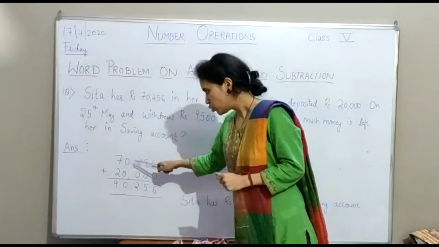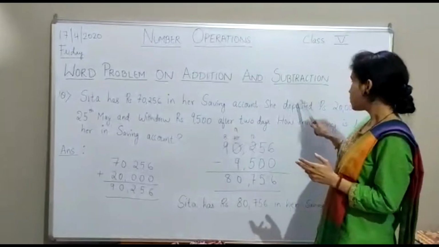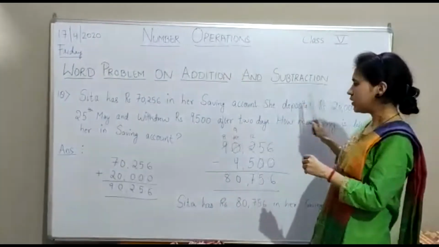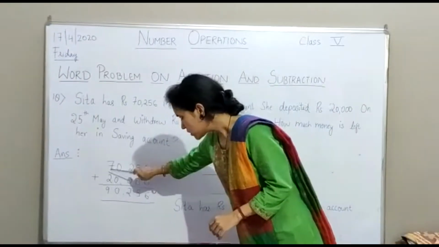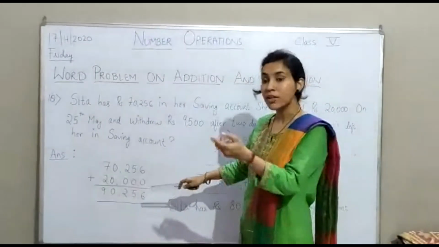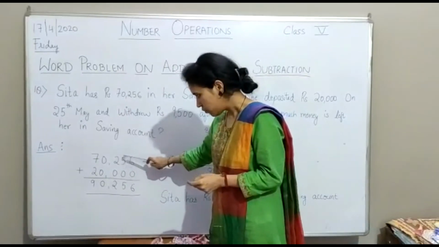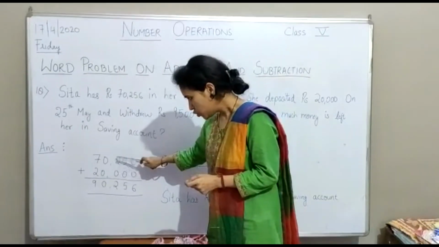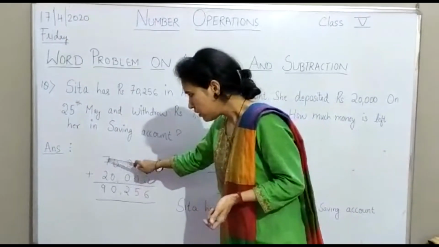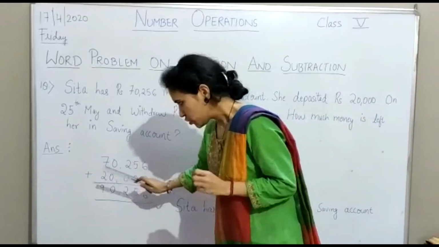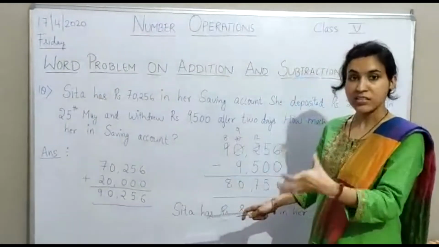उसके पास 70,256 रुपीस अकाउंट में थे. उसने क्या किया, शी डिपॉजिट, उसने जमा किया कितना, 20,000 जमा किया, मतलब एक एडिशन हुआ. सो नाउ, वी आर एडिंग, 70,256 में हम 20,000 ऐड करेंगे. सो 6 प्लस 0 इज 6, 5 प्लस 0 इज 5, 2 प्लस 0 इज अगेन 2, 0 प्लस 0 इज 0, 7 प्लस 2 इज 9. So now she is having 90,256 in her savings account.